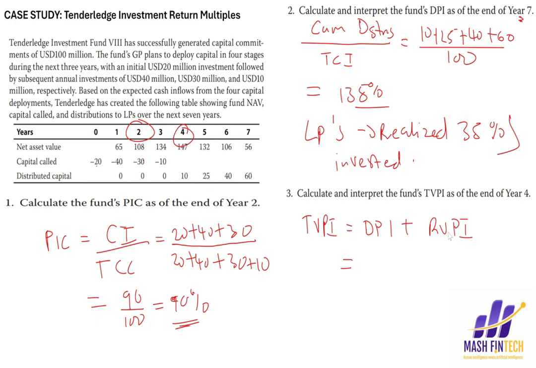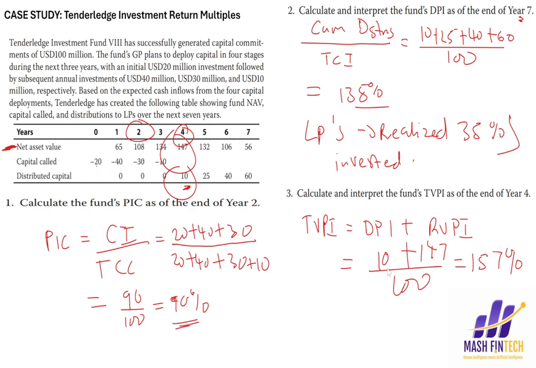The residual values are also referred to as the net asset value. These are the net asset value. And the distributed to paid in by end of year 4 is only 10. So it's 10 and 147. So you add 10 and 147 divided by the total amount of money that was invested, you get 157.